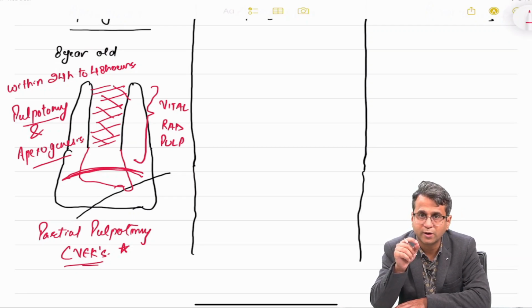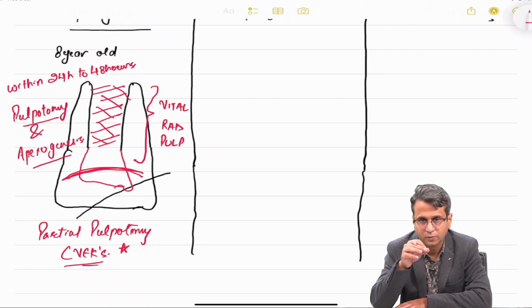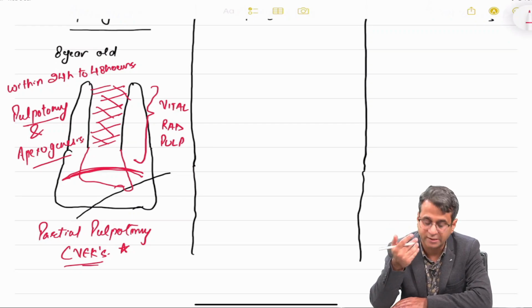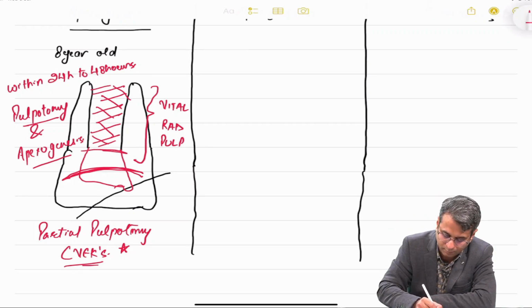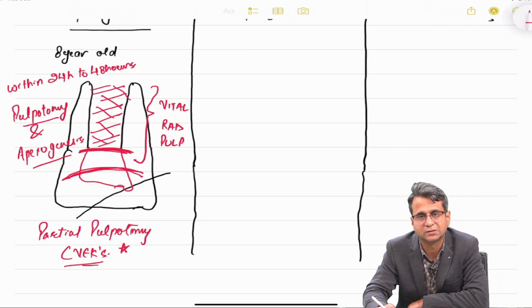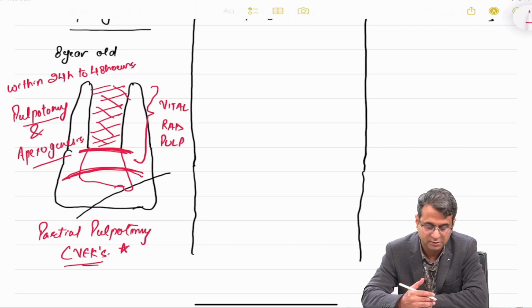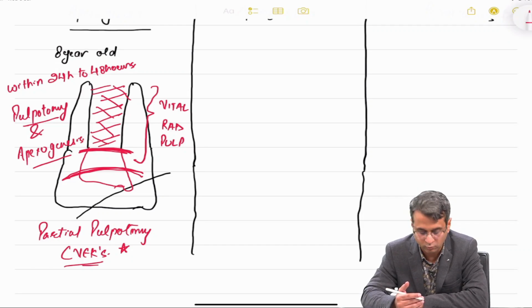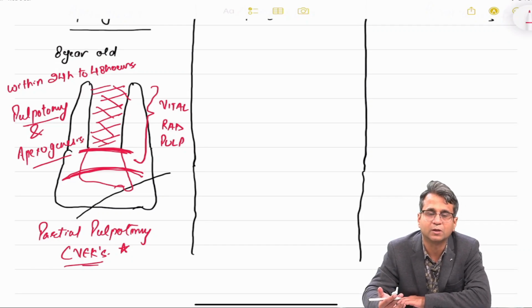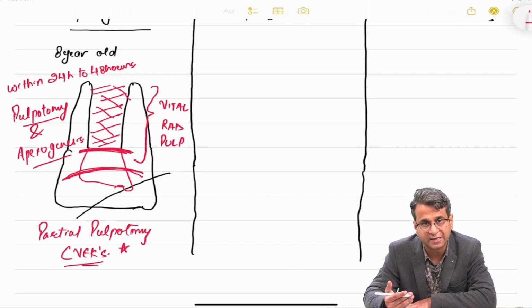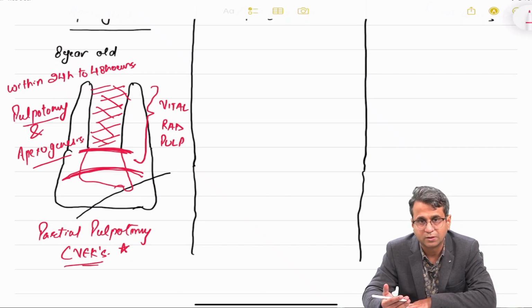So if an 8-year-old boy comes to you within 24 to 48 hours, you can go with the partial pulpotomy. Partial pulpotomy has a very good prognosis. If he comes to you say after 72 hours, then probably you will require a full pulpotomy. Full pulpotomy means remove pulp up till the orifice. Pulpotomy is already a partial removal of the pulp, but partial pulpotomy means only the infected superficial pulp you will remove. Full pulpotomy means you will remove it up till the orifice, retaining the radicular vital pulp.